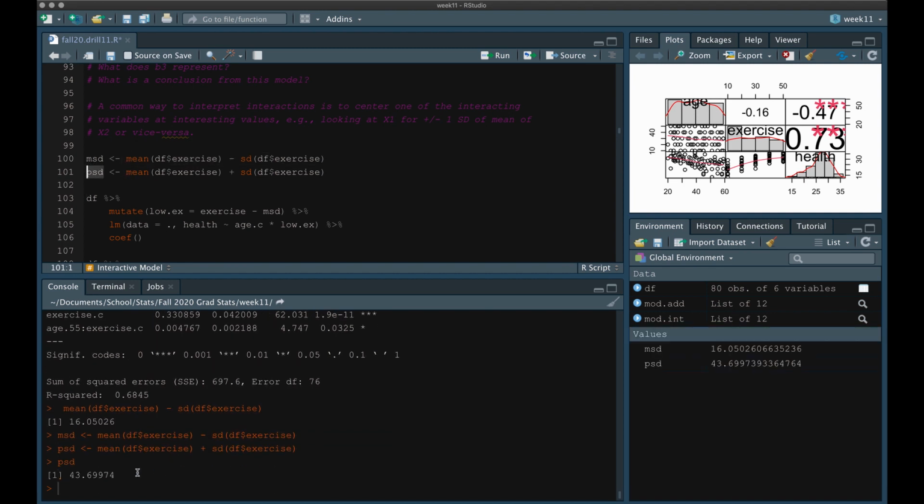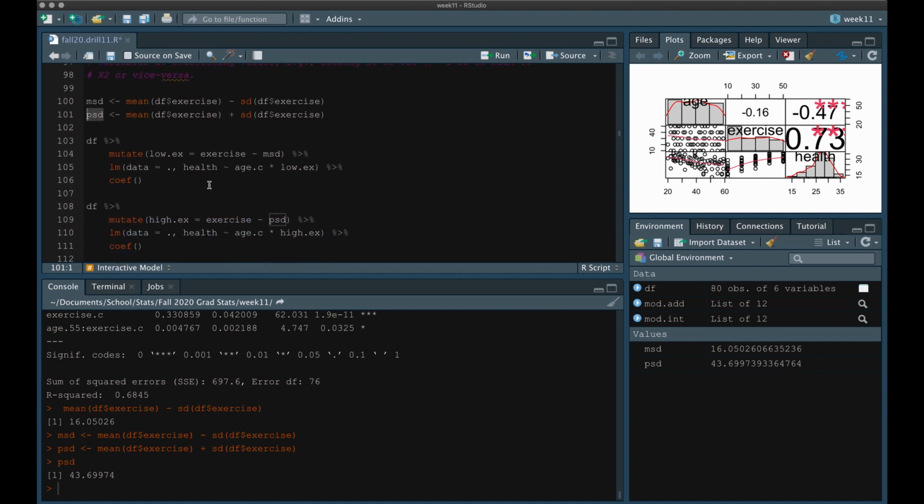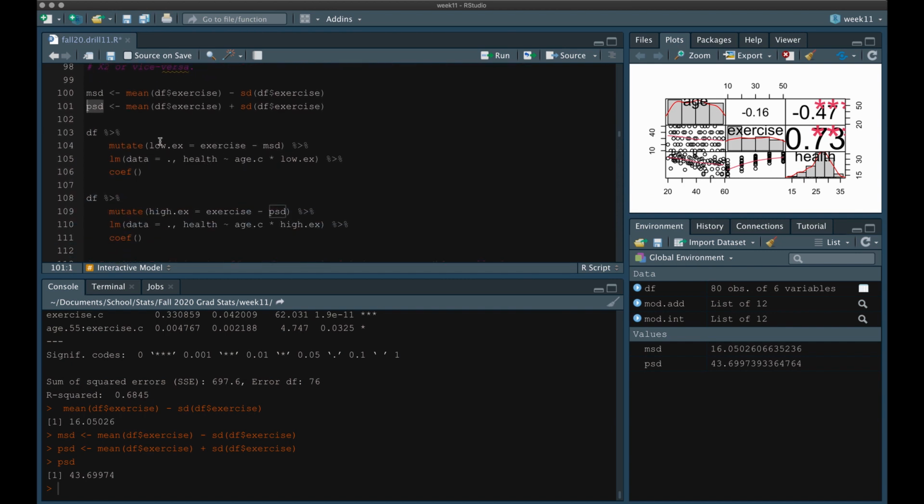So here, all I'm doing is finding the mean minus the standard deviation and the mean plus the standard deviation for exercise. We know that 30 hours a month is the average exercise. One standard deviation below the mean is somebody who averages 16 hours of exercise per month, and exercising 43.7, we'll call it 44 hours per month, is one standard deviation above. So now I'm going to create two separate models, and I'm going to center exercise on those two values.